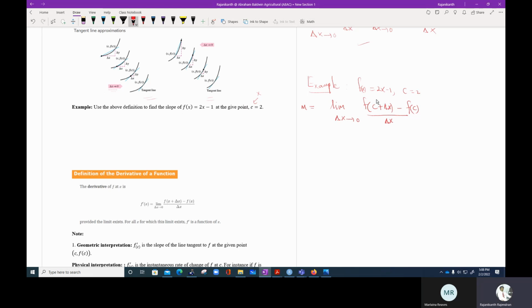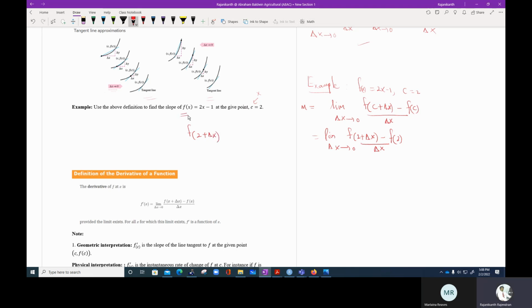Now you know the function, right? You know the c value. c is 2. So I'm simply plugging 2 for c, and I'm rewriting this function. This is nothing but f of 2 plus delta x, subtract f of 2, over delta x. Now your task is to evaluate this limit. So let us first find f of 2 plus delta x. How do you find this value?